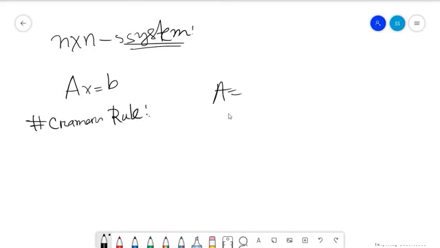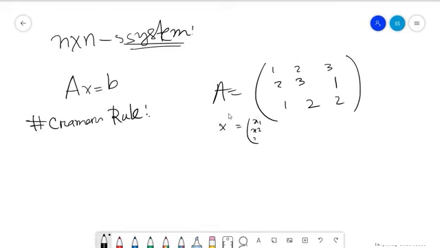And let's say your A matrix, that is your coefficient matrix, has rows 1, 2, 3, then 2, 3, 1, and then 1, 2, 2. Our column vector x is x1, x2, x3. So these are the unknowns we want to find out. And b is given by 1, 1 and 1. So now we want to use Cramer's rule.